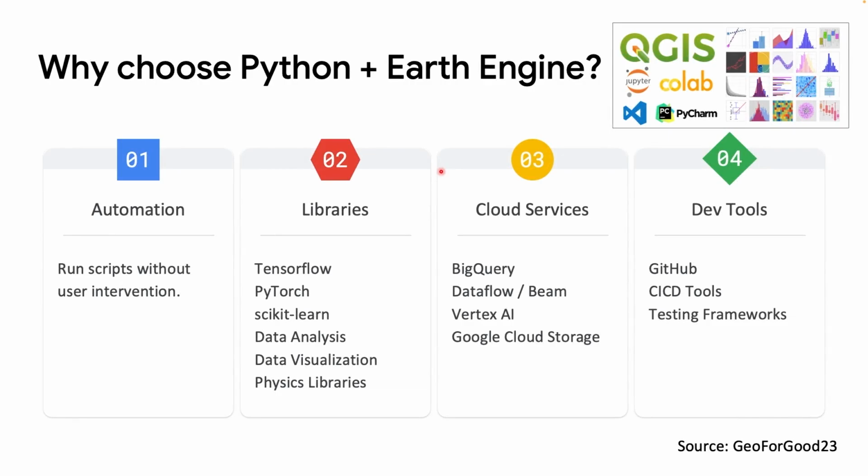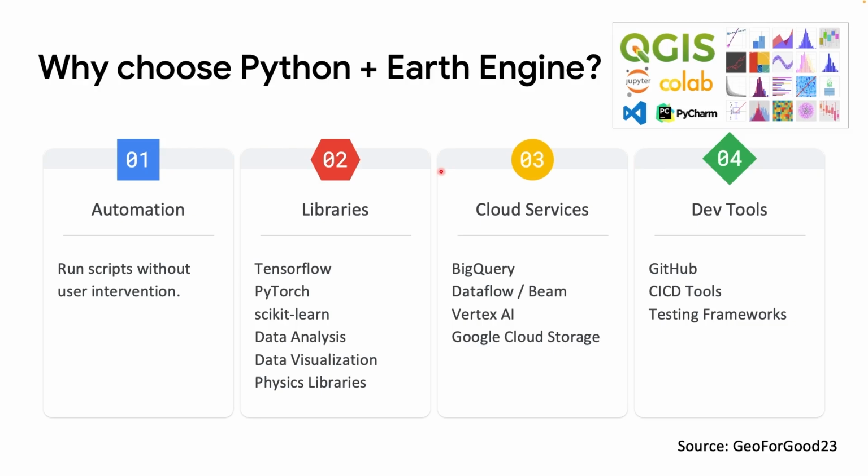In terms of integration of Python with Earth Engine, conventionally with the JavaScript API, we are limited to the code editor. But if we start working with Python, we have access to different kinds of tools. Here is a list of four categories. The first one is automation. We can automate our simple tasks much more easily. For example, if you want to export your NDVI collections for the last 20 years, it is much easier in Python to just use a for loop and iterate for each year than it is in JavaScript.